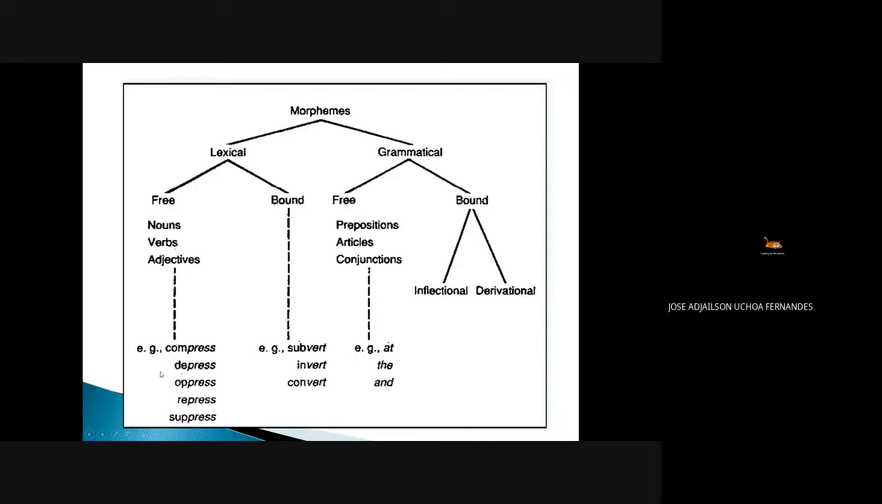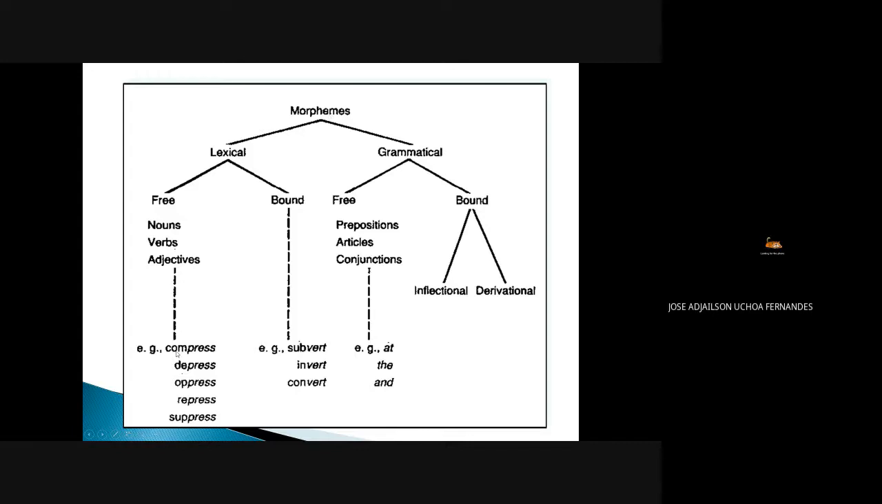Compress, depress, oppress, repress, and suppress are all free lexical morphemes in press, happening here all the time, okay? I don't know if you can make a difference, but press is in italics. So I'm talking about the morpheme in italics, press, okay? It's a verb, it's free, it's lexical, because press describes an action, and it's a morpheme.